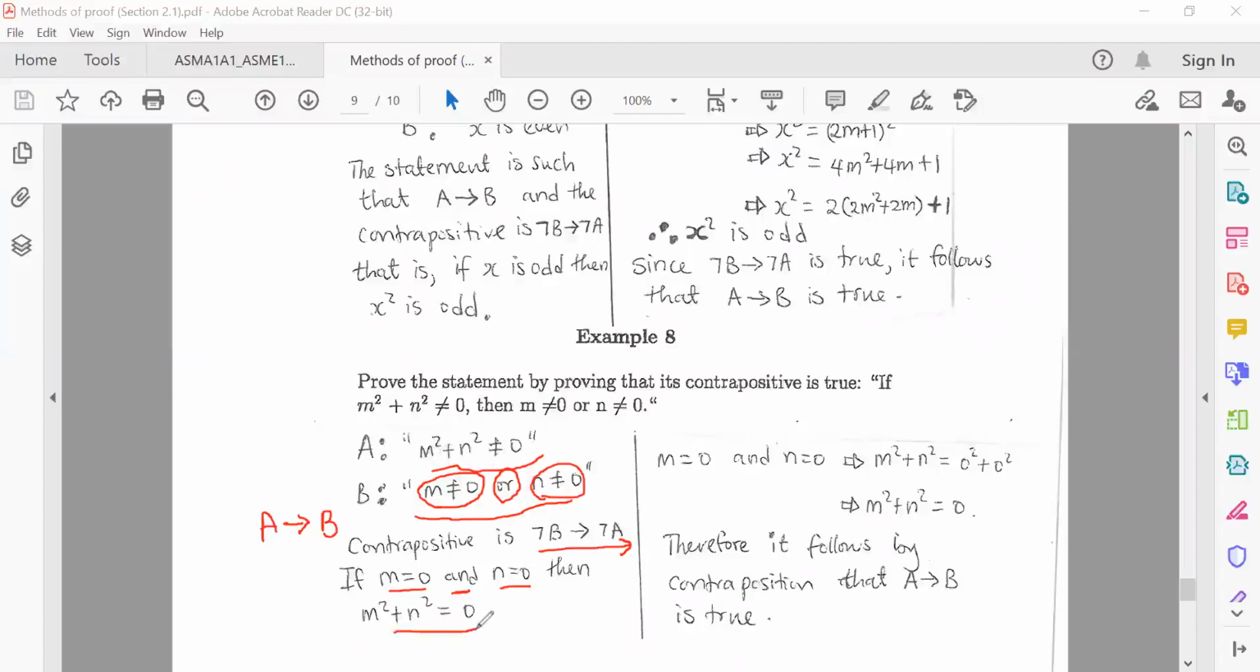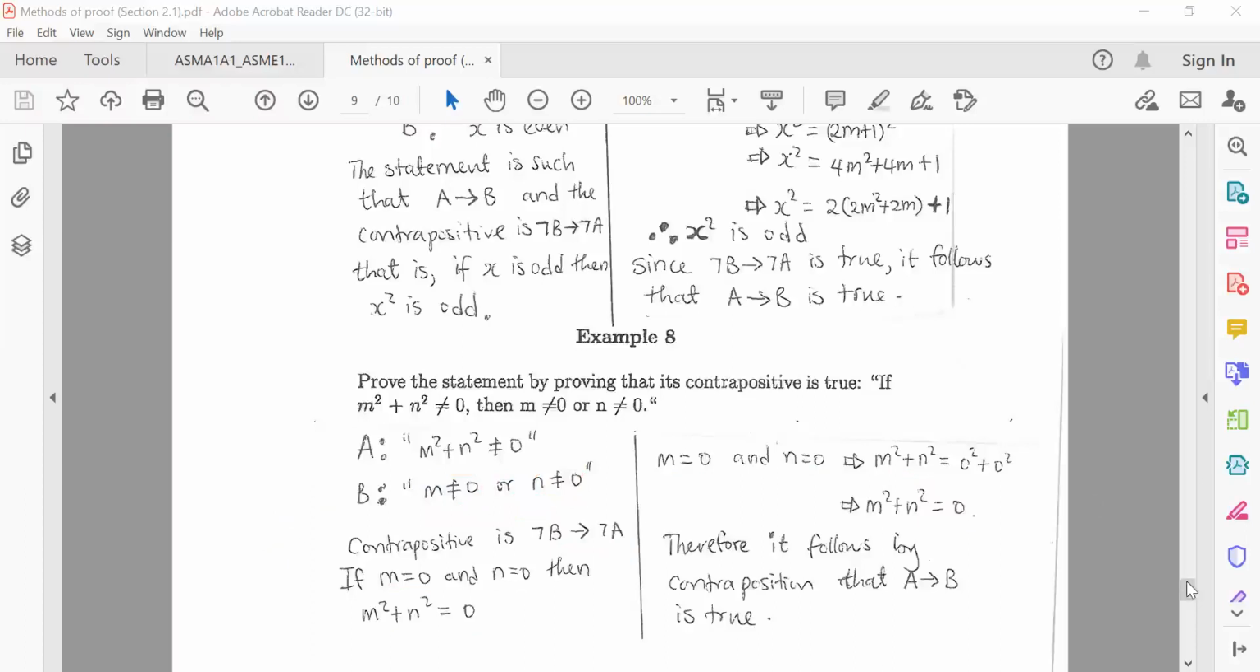I guess this is the easiest proof, because if m is 0 and n is 0, what is m squared plus n squared? It would just be 0 squared plus 0 squared, which is equal to 0. Therefore, it follows by contraposition that the original statement is also true. So if the contrapositive statement is true, it follows that the original statement A implies B is also true.